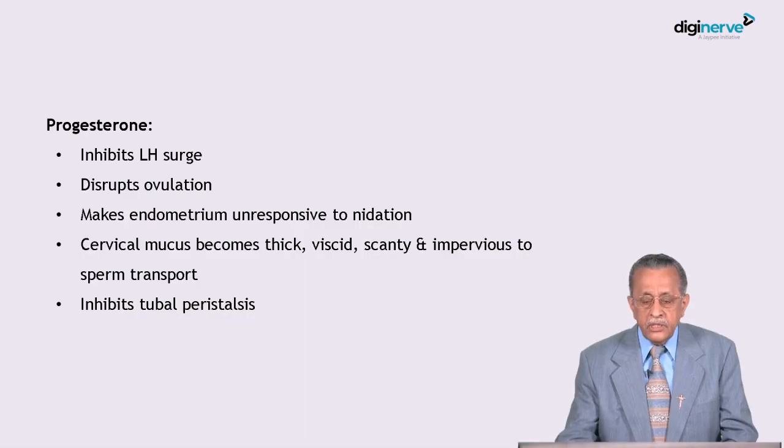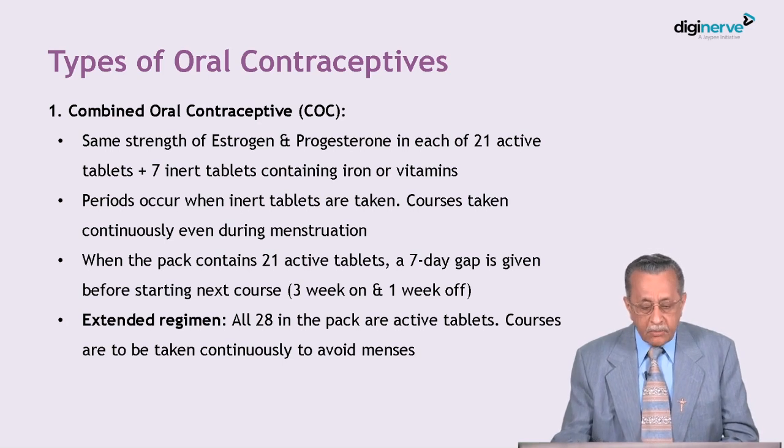Progesterone also makes the endometrium unresponsive to nidation, which means that the embryo cannot get embedded in the endometrial cavity. It also has an additional advantage of making the cervical mucus thick, viscid, scanty, and impervious to sperm transport. So during sexual intercourse, the sperms cannot get into the uterine cavity. It also inhibits tubal peristalsis and makes the tube unable to transport the ovum from the ovary to the endometrial cavity. The types of oral contraceptives.